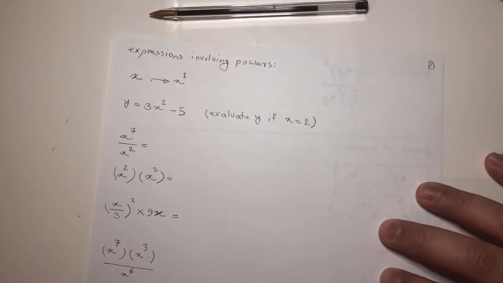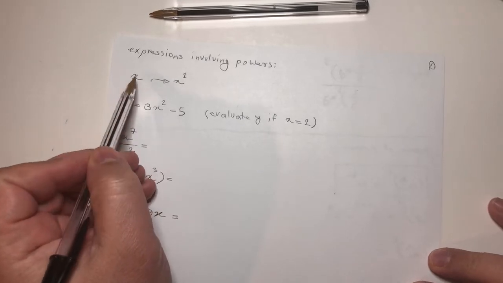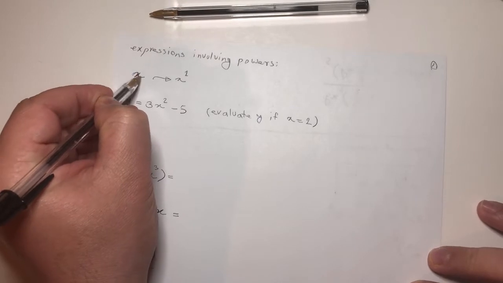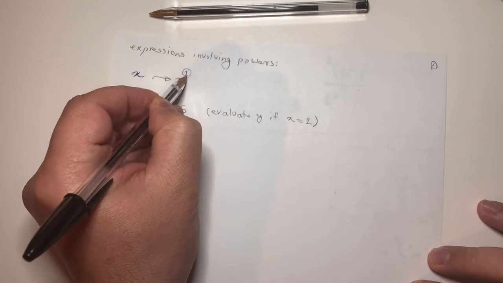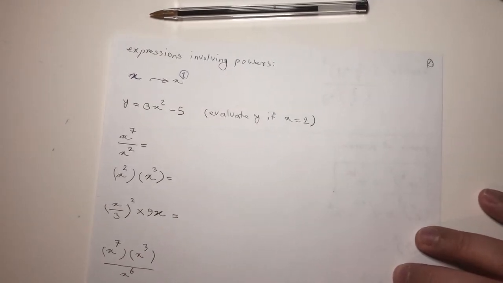So today I'm going to show you through some examples how we simplify mathematical expressions involving powers. I start by reminding you that when we see a variable named x, that means x is of power 1. You have to always remember that. We will use that in the simplifications throughout the course.